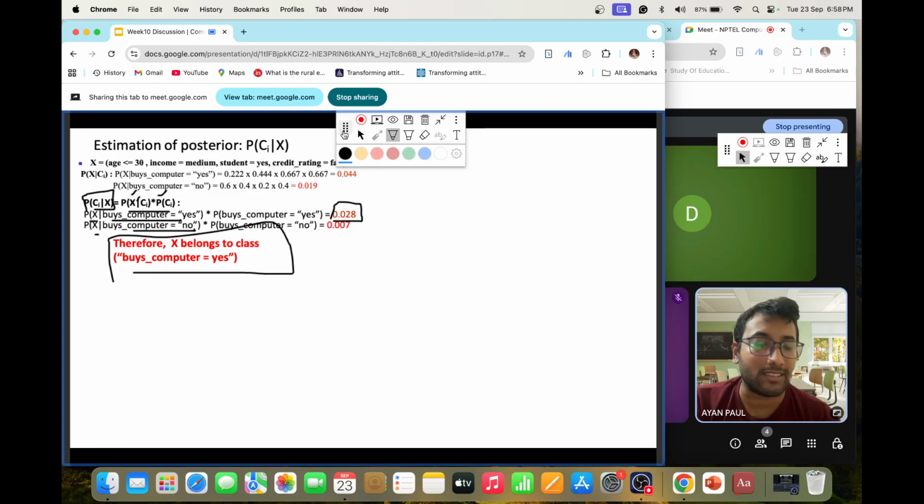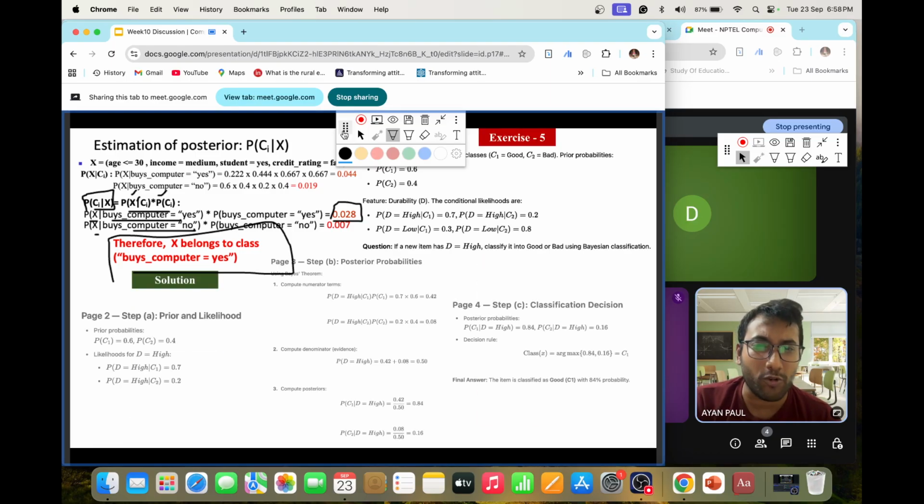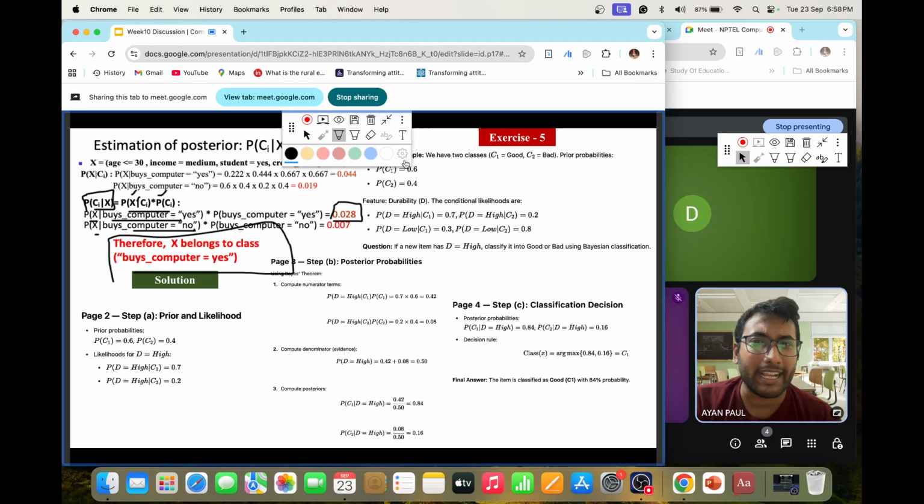Okay, so this is the thing. Second, this is another question, you can just take a look at it. Again we have this class probability that has been given, and second we have been given this. Okay, probability P(x|Ci) is also given, and we have been told if a new item D equals high, classify whether it will go to C1 or C2. So P(C1), P(C2) we already have, and we have P(D=high|C1), P(D=high|C2). Similarly P(D=low|C1), P(D=low|C2).